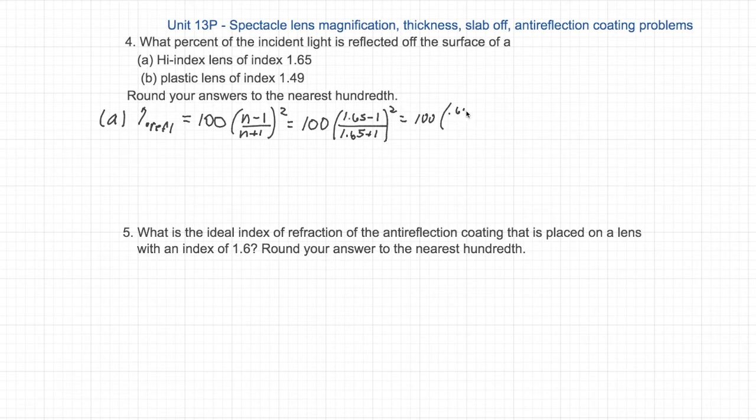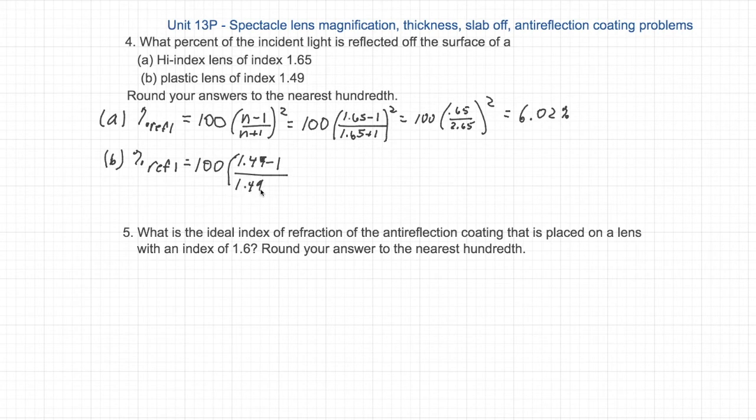And we find that the percent reflection off the high index lens is 6.02%. Now we'll plug in for the basic plastic lens of index 1.49. It's made of the same plastic that you find in your toothbrush handle. We find the percent reflection is much lower. It's 3.87%. And that's why high index lenses often have anti-reflection coatings, more likely to have them.